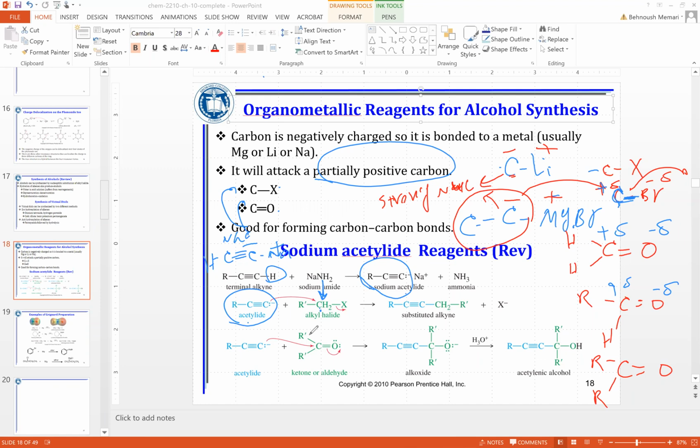How many bonds? Four bonds already, right? Yes, there are four bonds. One is to X, two are to hydrogen, and one is to R. What's the maximum number of bonds a carbon can carry?